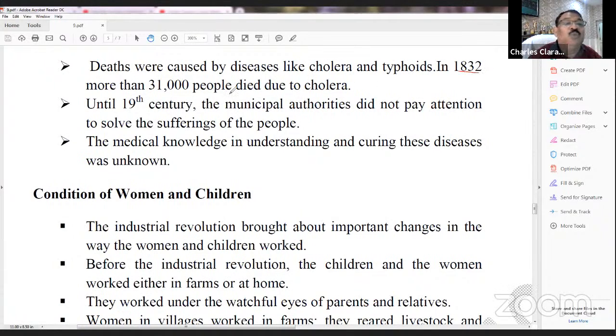In 1832, more than 31,000 people died because of cholera. Cholera is caused by bad water. In the 19th century, the municipal authorities did not pay attention to solving the suffering of the people. And in this century, people were not bothered about the municipal authorities, were not bothered about people. Why? Because the people were laborers, ordinary.